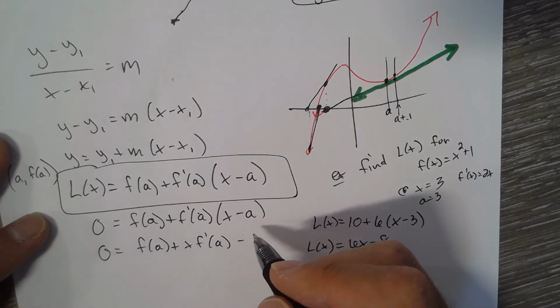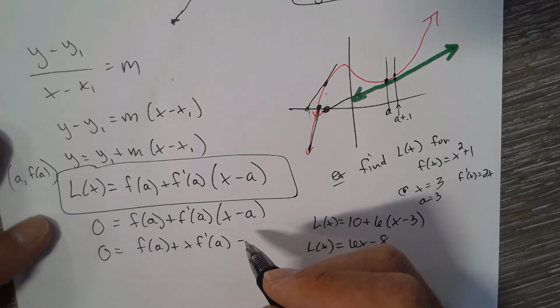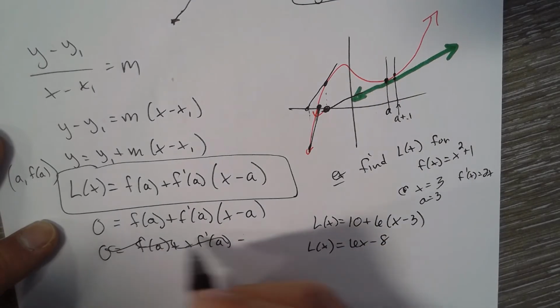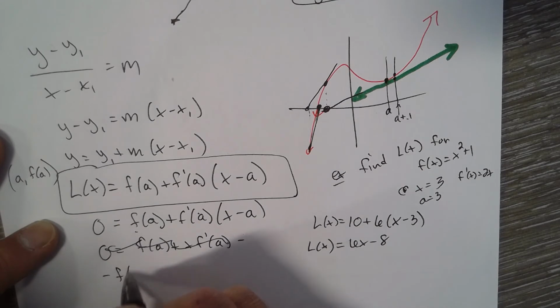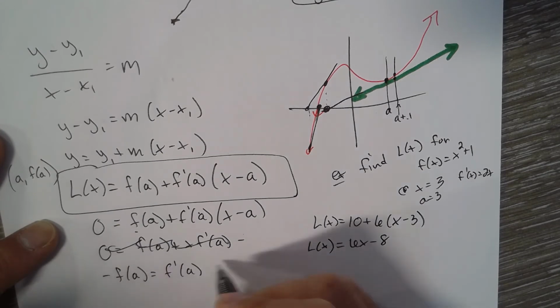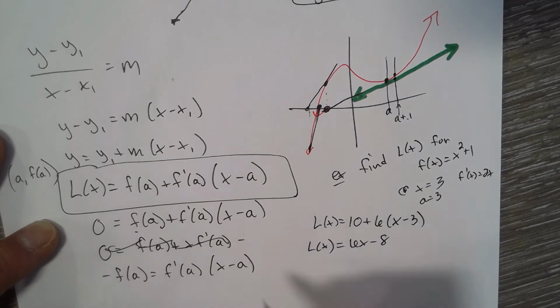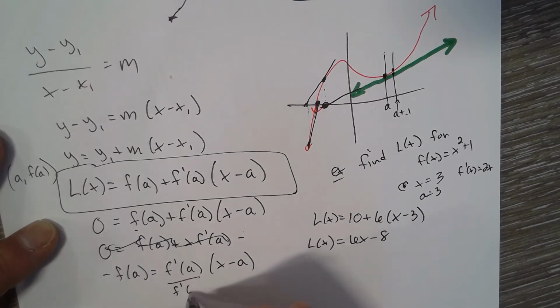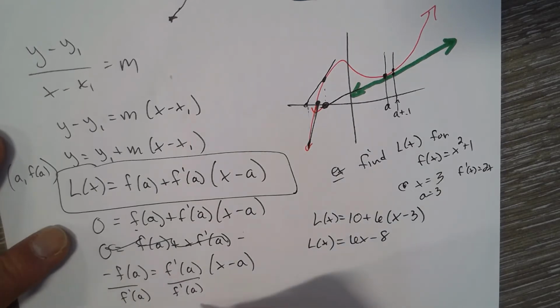Maybe it wouldn't make sense to distribute. Maybe I'll just subtract f of a. Move that guy over. So negative f of a equals f prime of a times x minus a. Divide by f prime of a, and add a. So I have x minus a equals f.